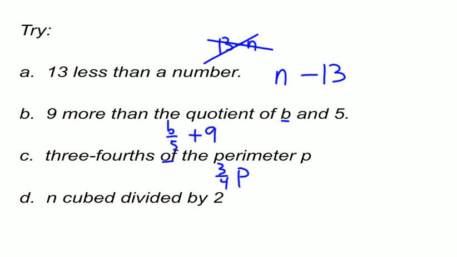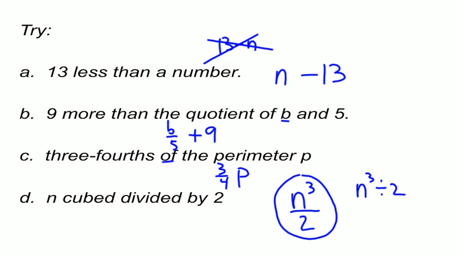And D, n cubed, which means n to the third power, divided by 2. We're going to put it over 2. You could have written it as n over 3 divided by 2, but this is the preferred way.